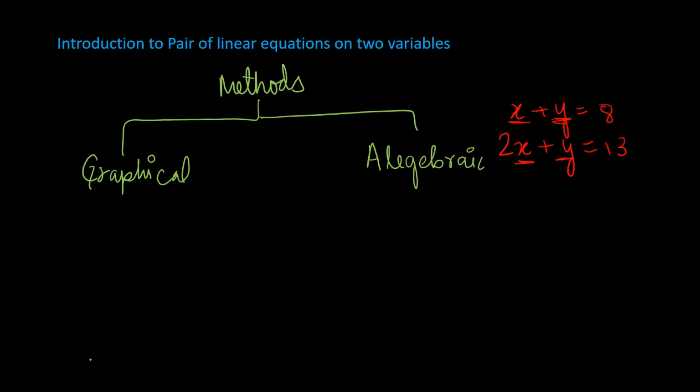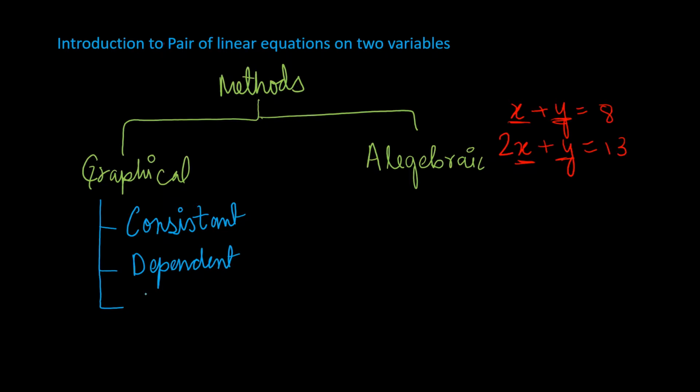Under graphical we have consistent, dependent, and inconsistent. If you're wondering what these are, consistent means when we draw the graphs of these two equations, and the two lines intersect, it's called consistent.